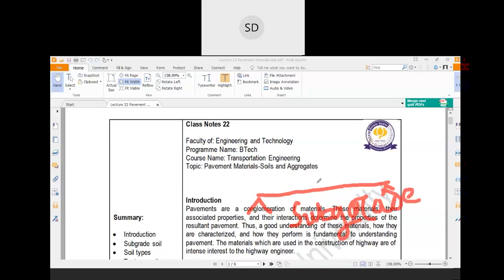Basically, this subgrade layer is the underneath soil layer. It may be an embankment or some deep in the ground. So basically, the subgrade layer is the soil layer. Above this layer, another layer would be there, which is made up of crushed aggregate, and it is called the subbase layer.